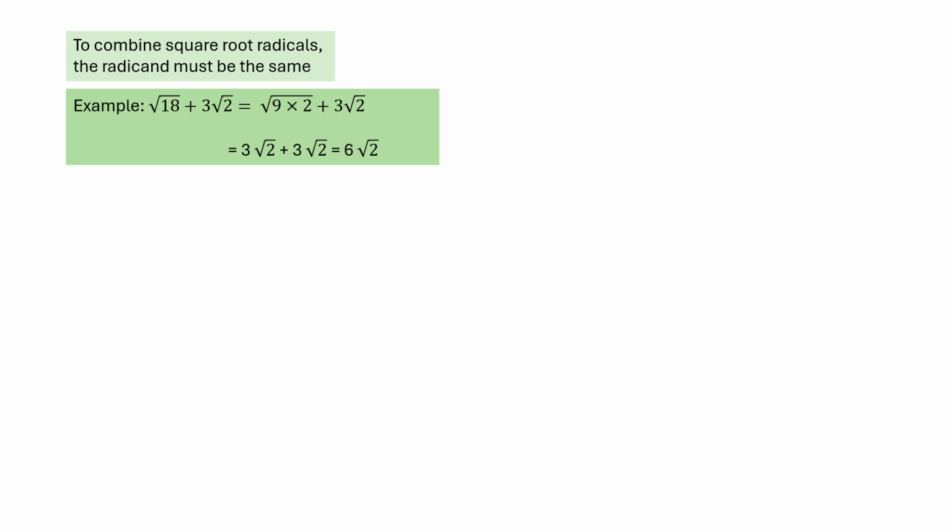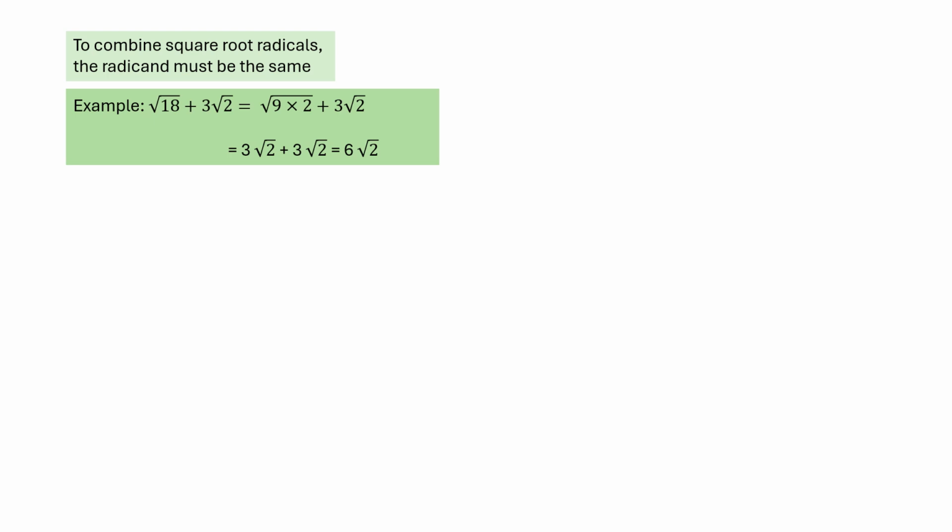To combine square roots, radicals, the radicand must be the same, like terms. So when we see rad 18 plus 3 rad 2, different radicands, because this is rad 18 and this is rad 2. So you can't add now. So try to simplify root 18 as we said. Convert 18 into 9 times 2. The square root of 9 is 3, and write root 2 beside it.